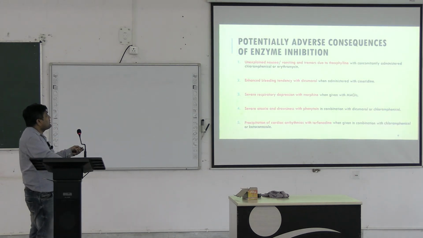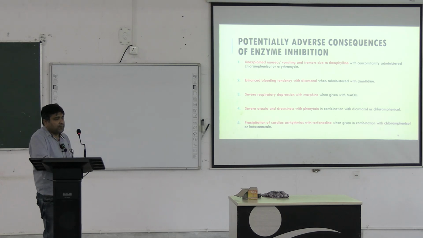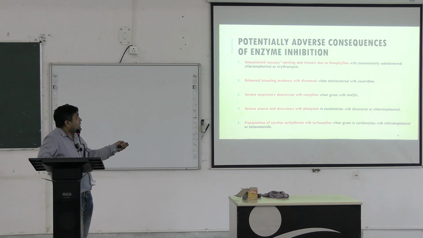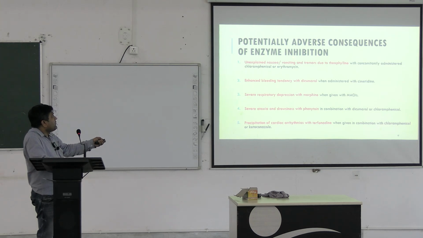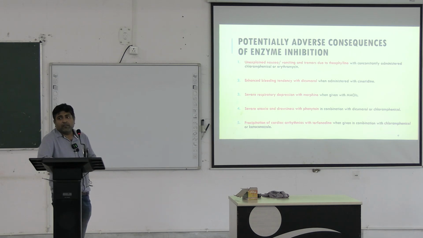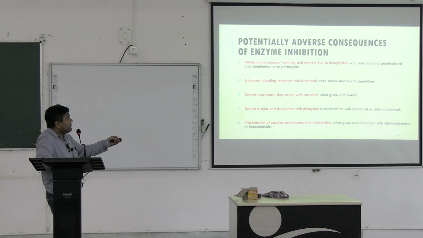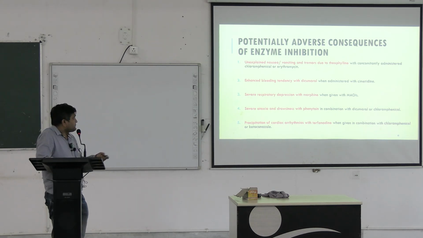Now, potentially adverse consequences of enzyme inhibition. A patient taking theophylline, if chloramphenicol or erythromycin are co-administered, what happens? The theophylline metabolism will be decreased. There will be more theophylline in the blood, leading to unexplained nausea, vomiting and tremor. These are the side effects. Dicumarol is an oral anticoagulant drug. When it is co-administered with cimetidine, which is an enzyme inhibitor, there will be enhanced bleeding tendencies.